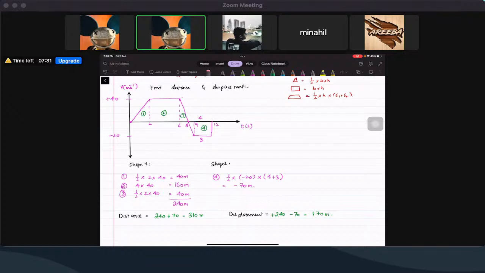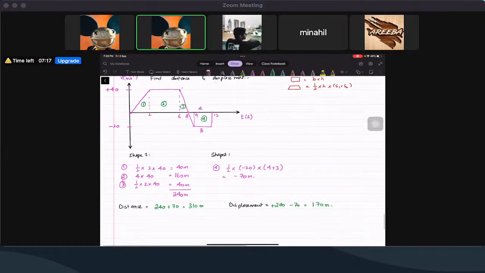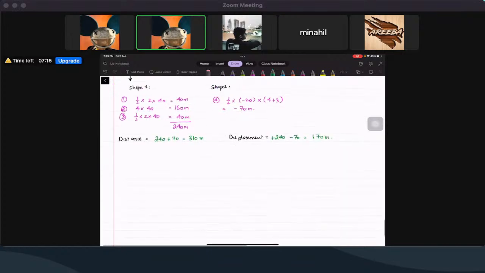Now sometimes the graphs may not be regular shapes, so you might not be able to find their areas just by the formulas. So we're going to draw that kind of graph, and then we're going to look at it.